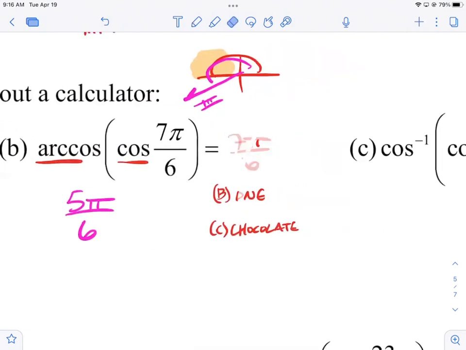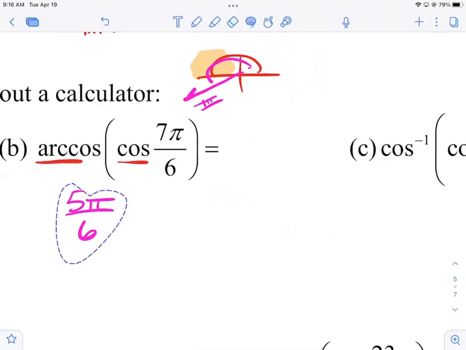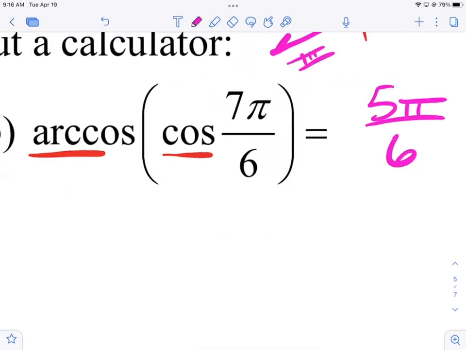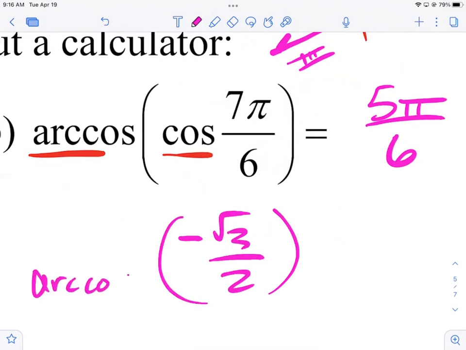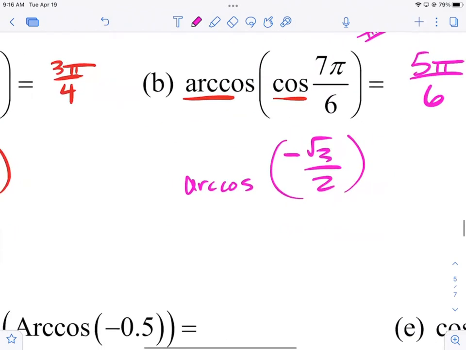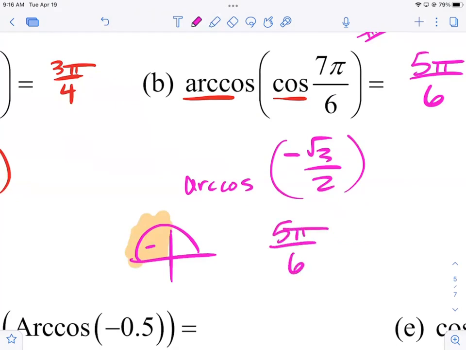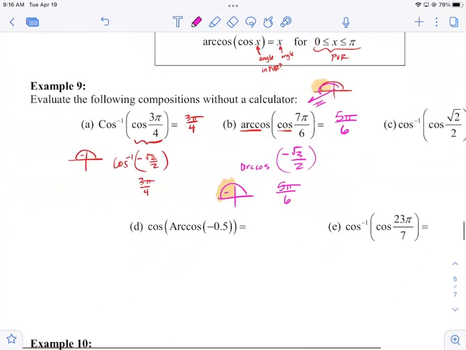You could do it that way, or you could just work it out from the inside out, if you're not sure. You could say, okay, cosine of 7π/6 is negative square root of 3/2. Got it. Now, if I bring the arc cosine down, now I can say, in the PVR, cosine is negative in quadrant 2. And what is the angle in quadrant 2 where cosine is negative? Oh, it's your π/6 reference angle, which is 5π/6. So far, so good? Yeah. Okay.